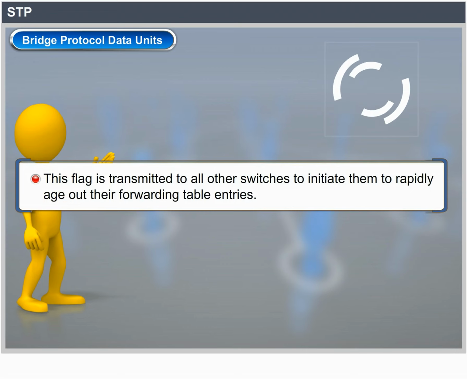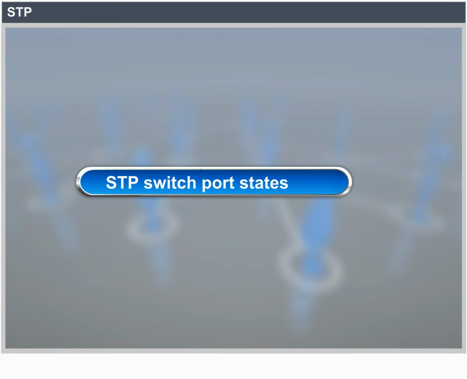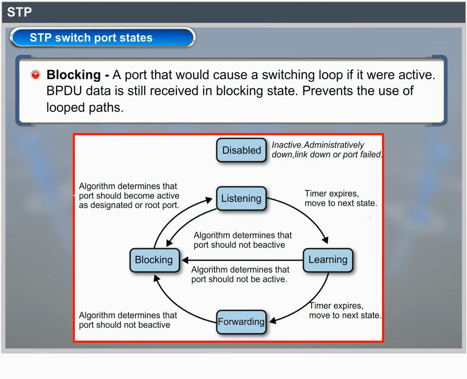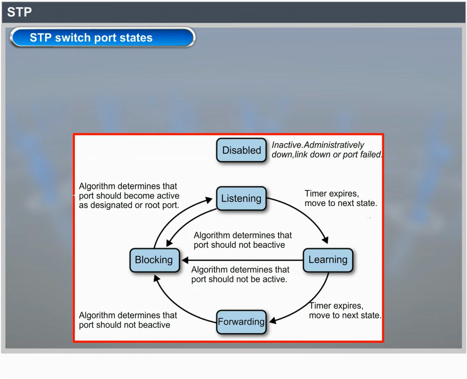STP switch port states. Blocking. A port that would cause a switching loop if it were active. BPDU data is still received in blocking state, prevents the use of looped paths. Listening. The switch processes BPDUs and awaits possible new information that will cause it to return to a blocking state. It does not populate the MAC address table and does not forward frames. Learning. While the port does not yet forward frames, it does learn source addresses from frames received and adds them to the filtering database, that is switching database. It populates the MAC address table but does not forward frames.